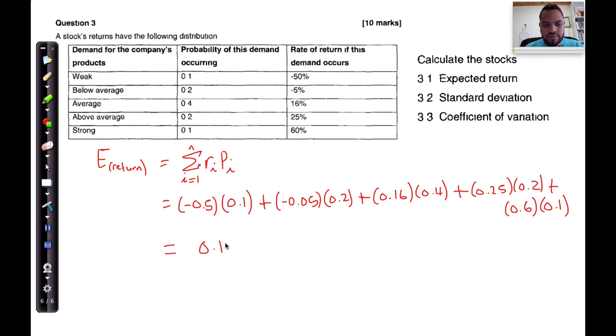0.114. Okay, and so that's going to be converted to percentage, which is equal to 11.4% when we multiply this by 100. 11.4% as a return. So that gives us question 3.1 solution. Okay. So let's look at standard deviation, which is something we're going to do next, and we're going to look at the formula for that as well.